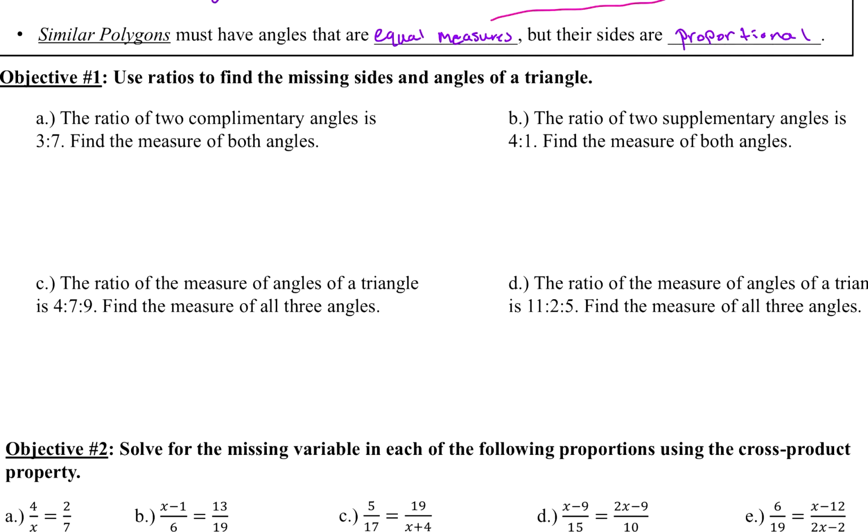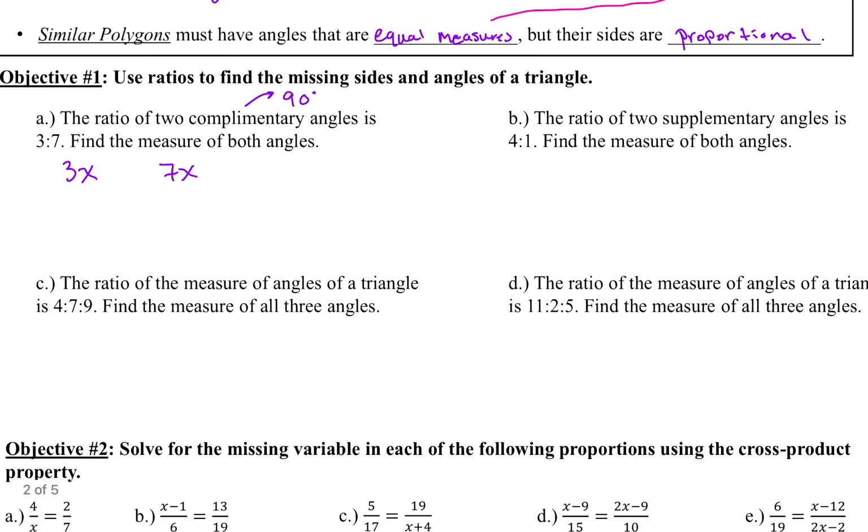So a ratio of two complementary angles. Well, what does it mean to be complementary? Complementary means they're two angles that add up to make 90 degrees. So the ratio is 3:7. What that means is one angle is 3 times and the other angle is 7 times the size. So what we're going to write is 3x and 7x. Those are two angle measures here. We got two complementary angles, 3x and 7x.